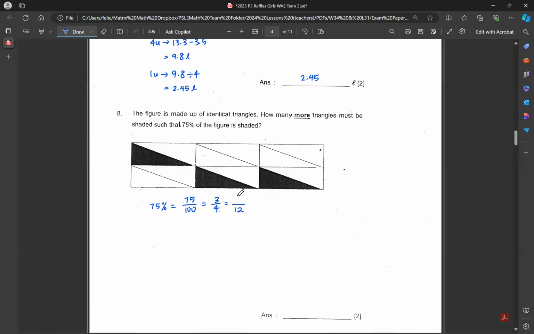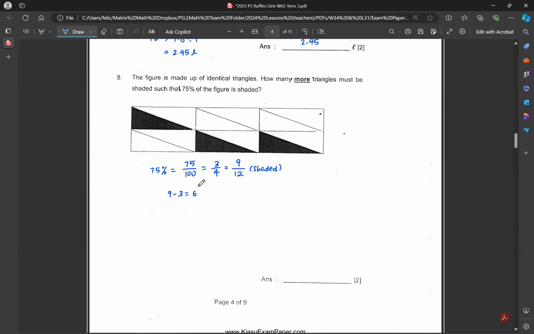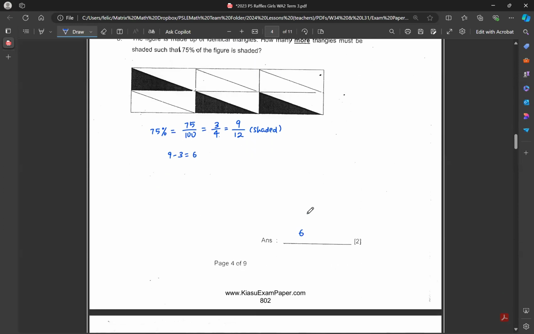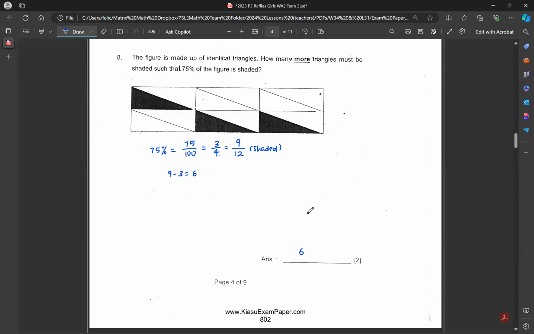Okay, so 12 triangles means this one will be 9 out of 12. So in other words, you need 9 over 12 of triangles to be shaded. Okay, so right now what I see shaded is only 3 triangles. So to find out how many more, you can just use your 9 minus 3. That means you need to shade another 6 more triangles. Okay, just like that.